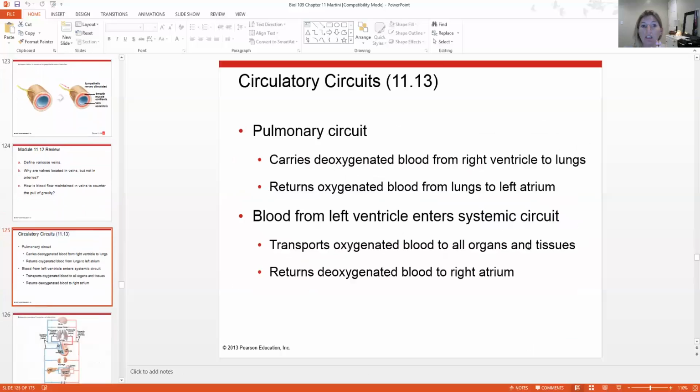Let's talk about the circuits. I mentioned them briefly earlier. Let's talk about the pulmonary circuit. The pulmonary circuit is carrying deoxygenated blood from the right ventricle over to the lungs and then returning the oxygenated blood back from the lungs to the left atrium. The blood in the left ventricle is going to the systemic circuit. It's going to transport the oxygenated blood to all the tissues and organs, and then the deoxygenated blood is going to come back to the right atrium.